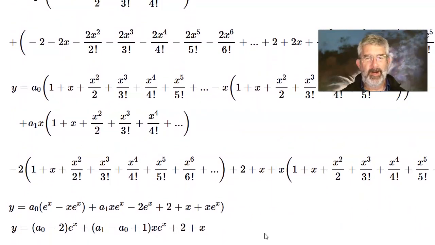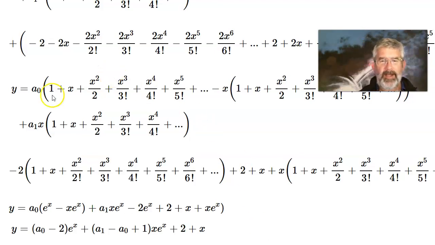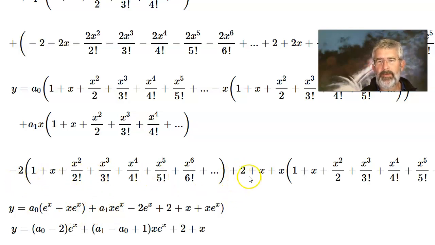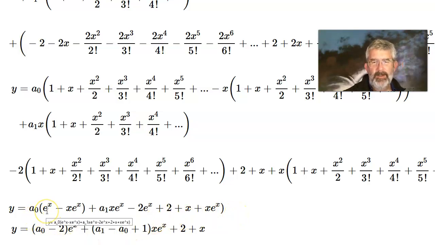But what I have now is a0 times, this is an e to the x, this is a minus x e to the x. This one, a1 times x e to the x. And then I have a minus 2, this is an e to the x. This is plus 2 plus x, and this is another e to the x, 2 plus x plus e to the x. So gathering some like terms here, I have an a0 e to the x, and I have a minus 2 e to the x. So that's an a0 minus 2 times e to the x.